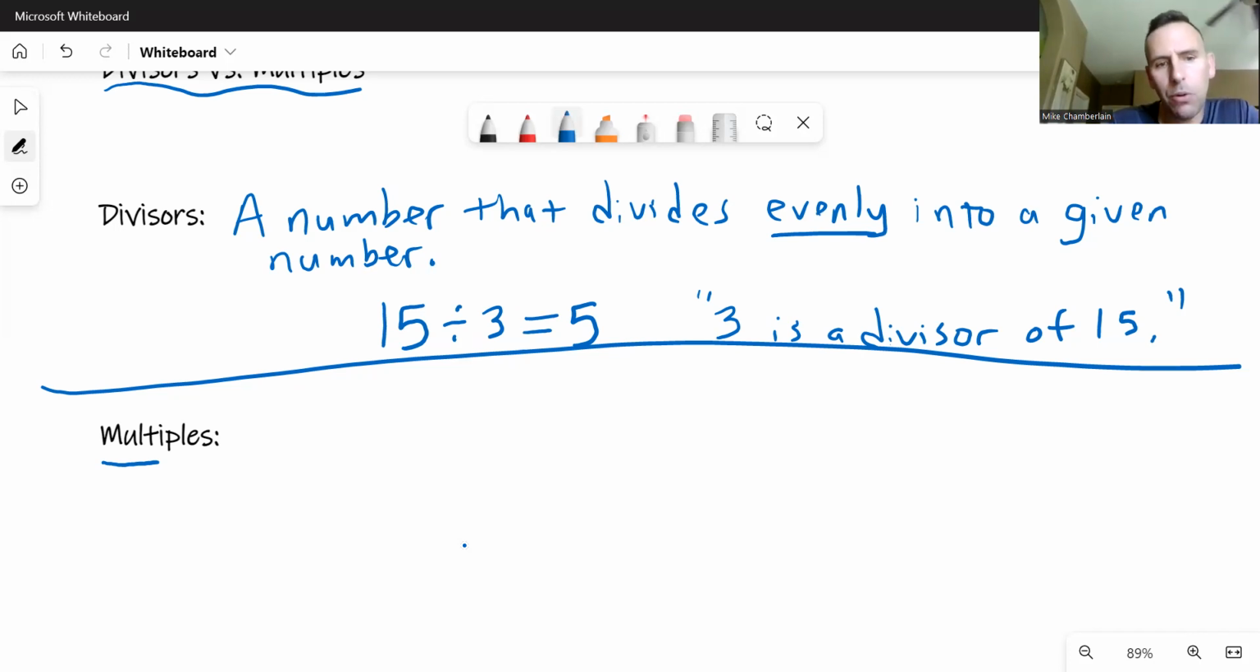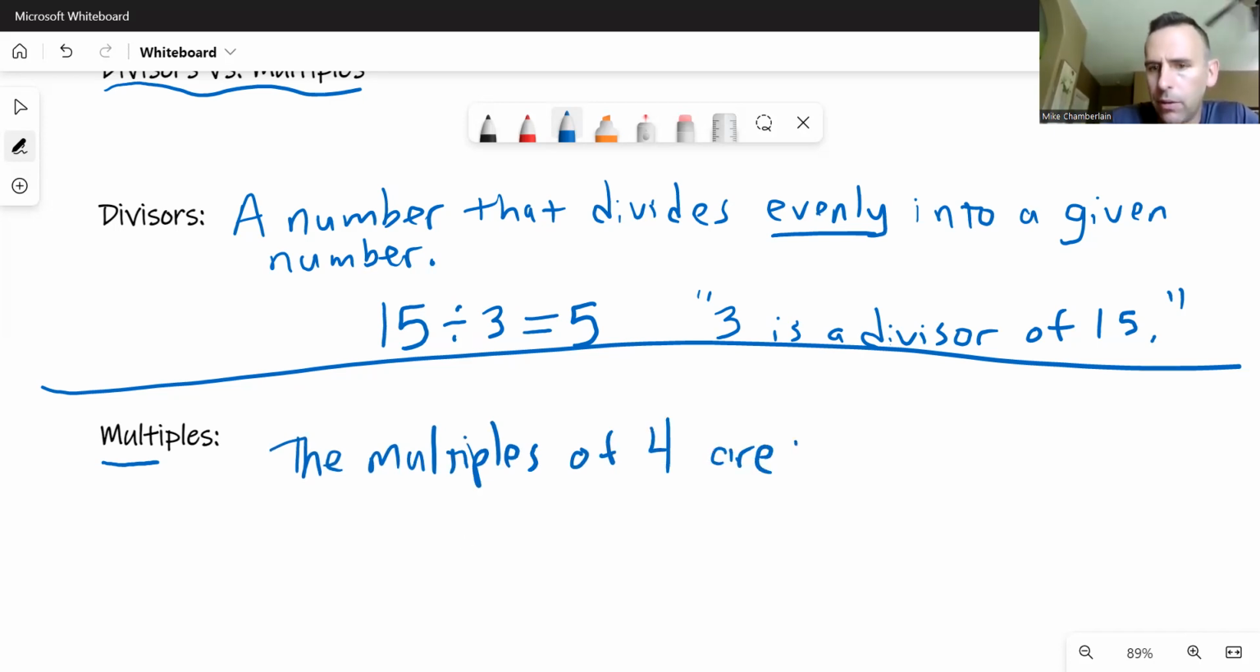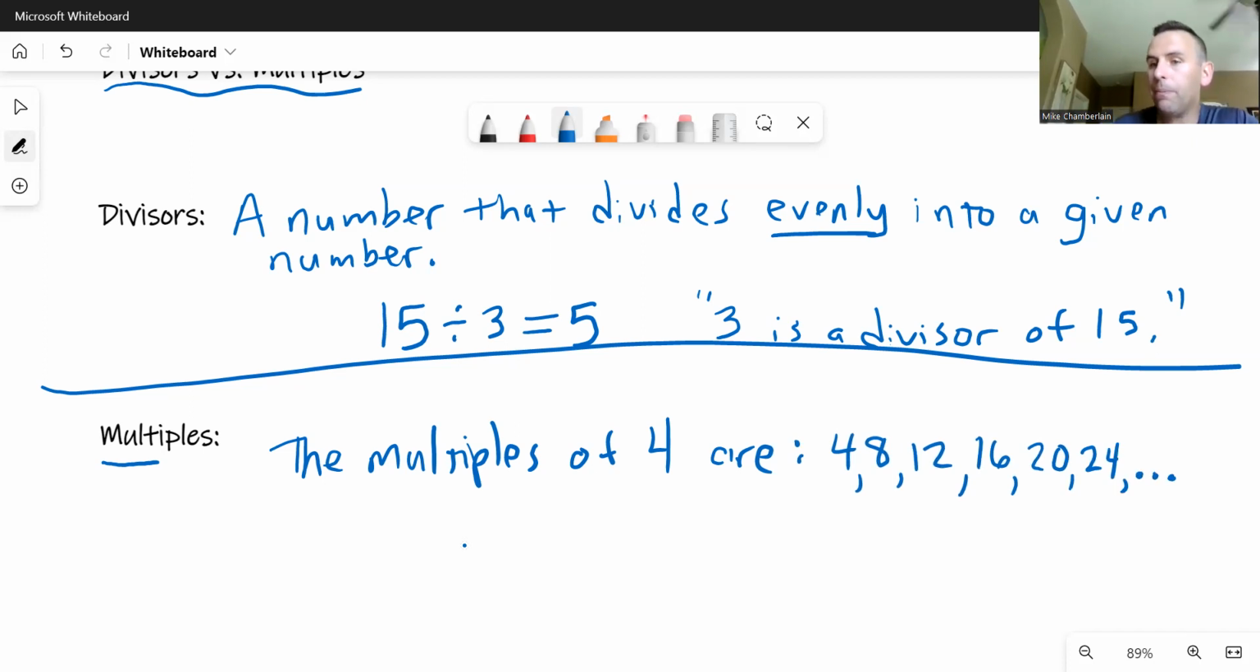So multiples, I think probably the best way for me to define this for you, I could certainly write out a definition, is to provide an example though. So here's an example. The multiples of 4 are, there you go, 4 times 1, 4, 4 times 2, 8, 4 times 3, 12, 16, 20, 24, and so on. They go on forever.